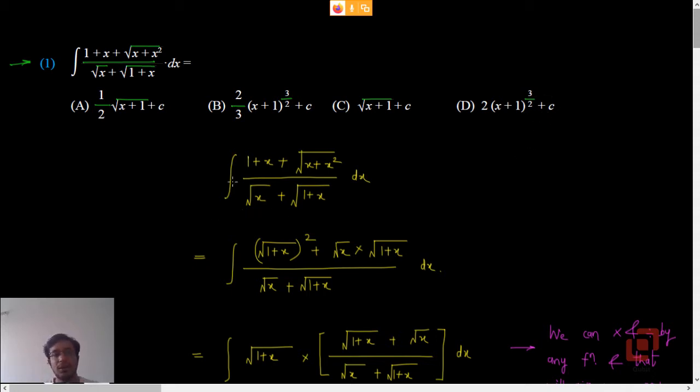As usual, we will start our solution by writing down the given integral. Let us call it I. So it is integral of 1 plus x plus root of x plus x squared divided by root of x plus root of 1 plus x. Now the next step that you should do is write the term 1 plus x as root of 1 plus x squared. Okay, that is what I have done here.